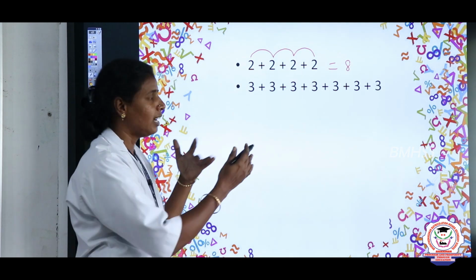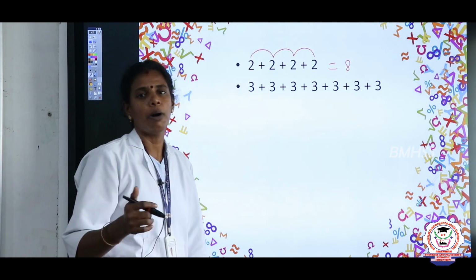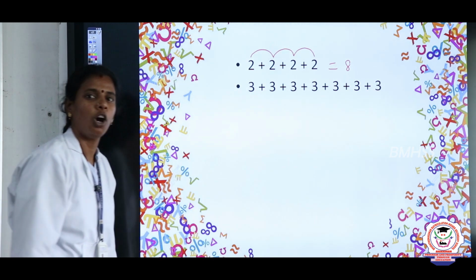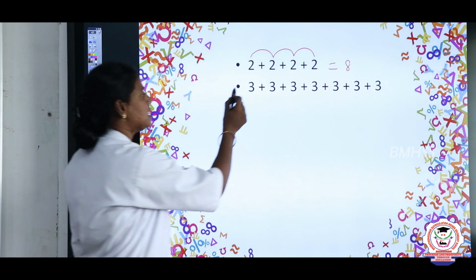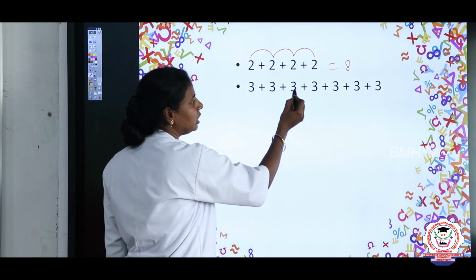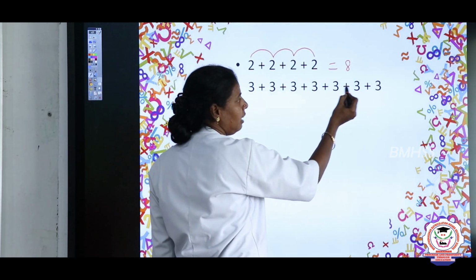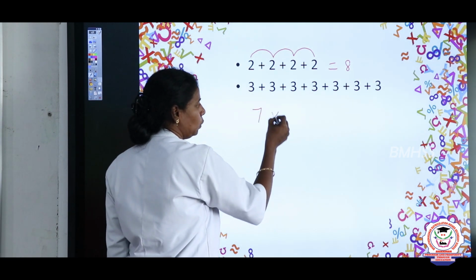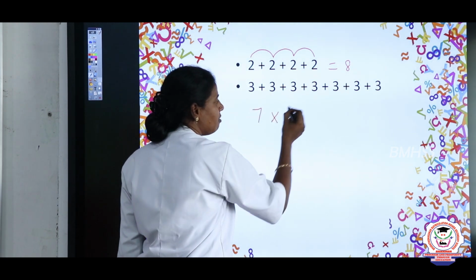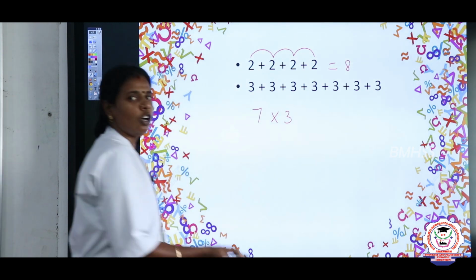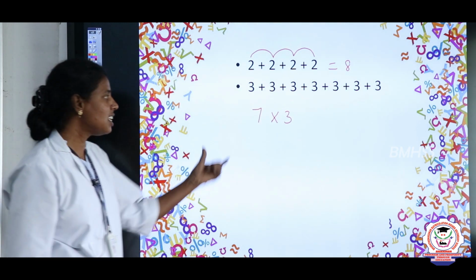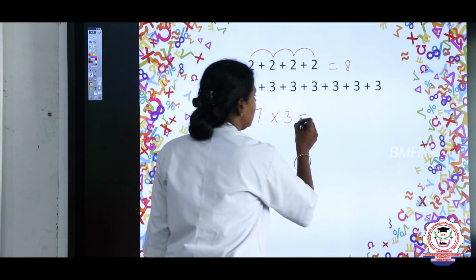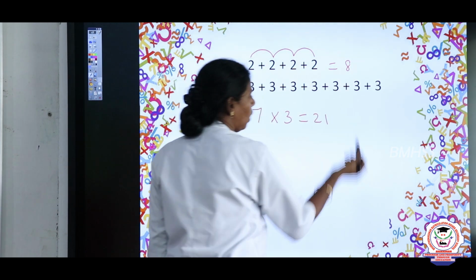So this repeated addition we can make in the form of multiplication. How many times is the 3 given? First we want to count the number of 3's. 1, 2, 3, 4, 5, 6, 7. So 7 into 3. What are 7 3's? Yes, 7 3's are 21.